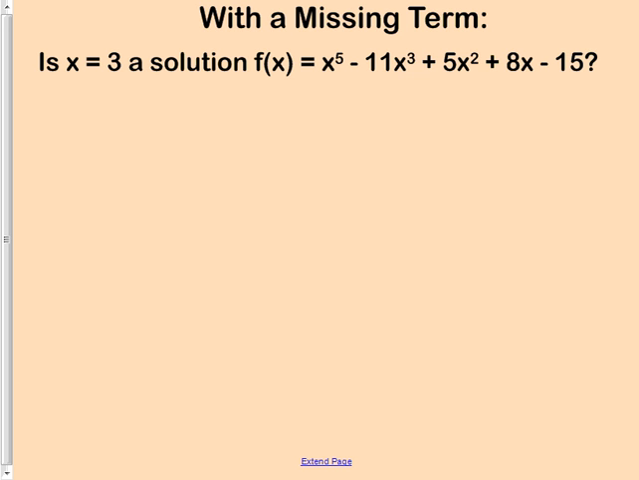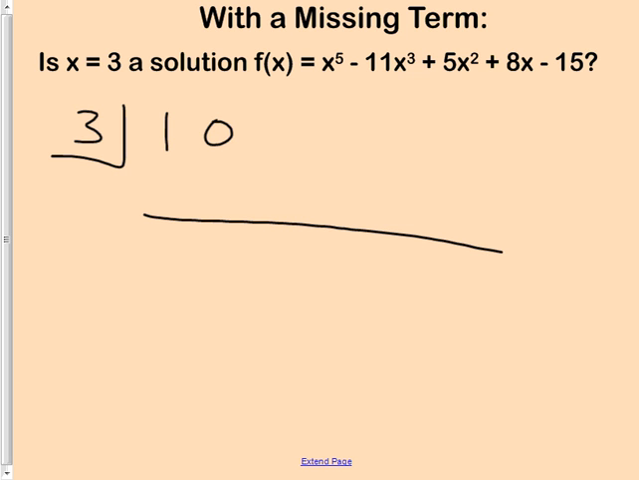All right, I'm behind you, but I will try to catch up now. So it's 3, and then I do a 1, and then I have that missing term, so I put a 0. And then I put -11, 5, 8, and -15. At the end, I'm hoping the number I put in the box here ends up being a 0, because that means it worked. Okay, drop it like it's hot.